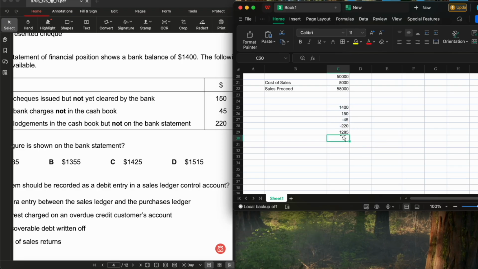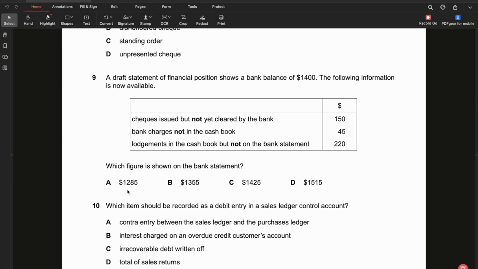1,285. Option A is our correct answer for question number 9.